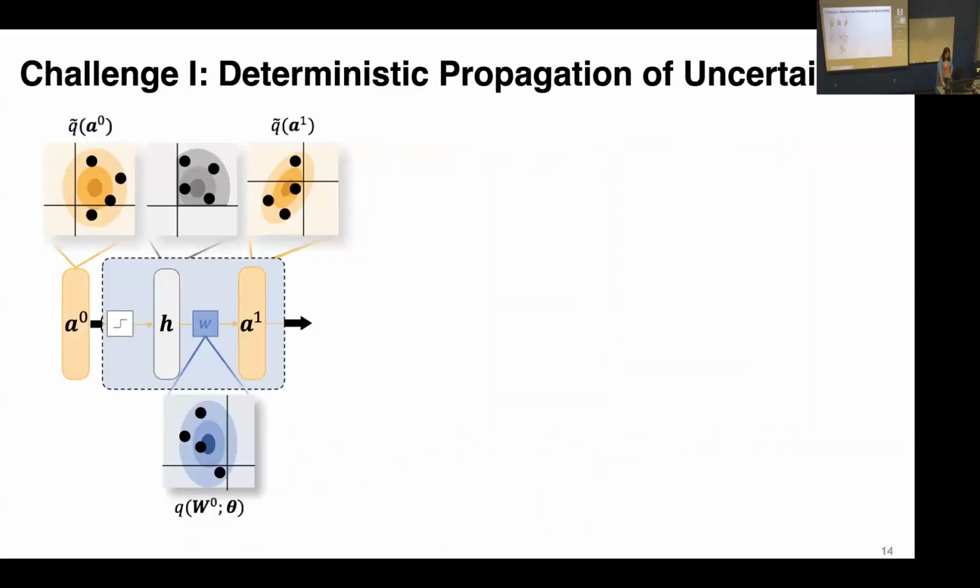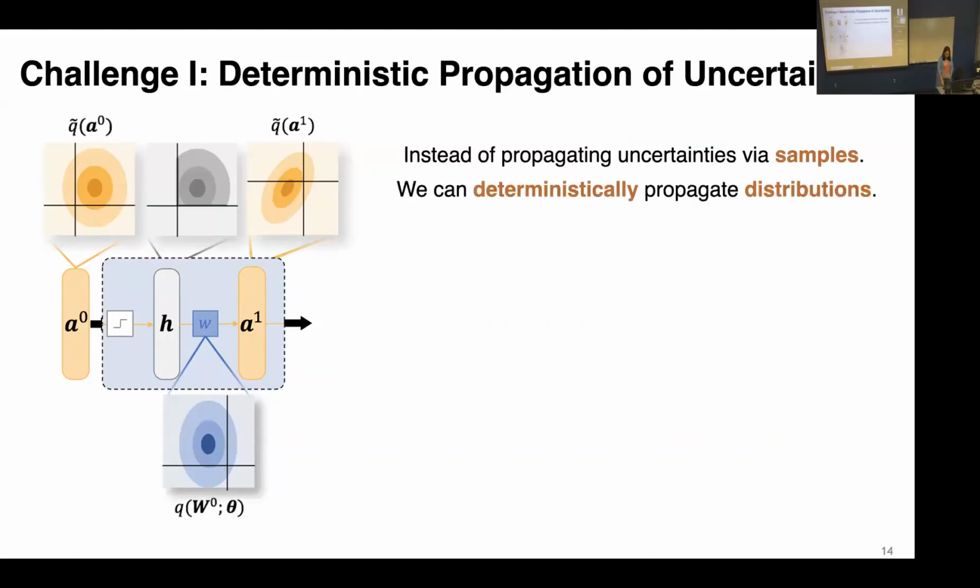Okay. So basically, the MC method is propagating the uncertainty via samples, right? So then the question is, can we deterministically propagate an entire distribution rather than just propagating the samples? Ultimately, the goal is to get the distribution on the output side. And can we do that really with a deterministic form?